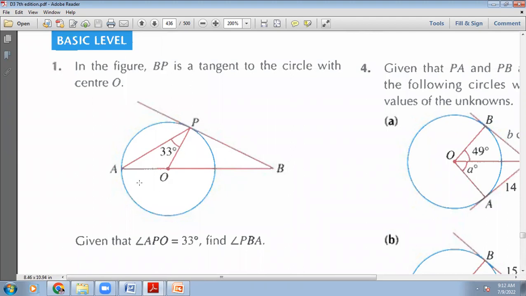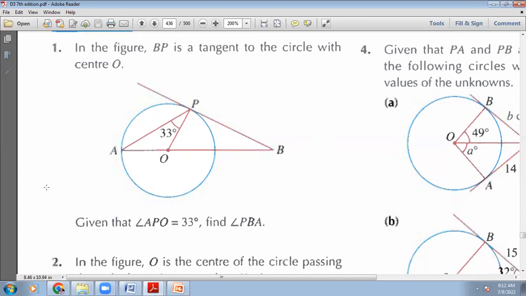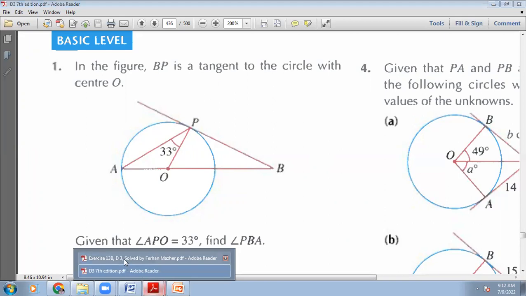You know this is a radius, so this will be an isosceles triangle. This will be 33, this will be 33. From 180 subtract 33 and 33, you will get the angle AOP, because this will be a straight line. And you know OP is the radius and PB is the tangent, so this angle is 90. Once you know this angle and this angle, you can find the third angle, because the sum of the angles of a triangle is 180. From 180 I will subtract 90 and 66, and from there I can find this angle. Very simple. This is how you will do question number 1.